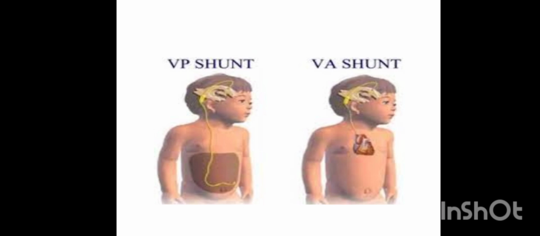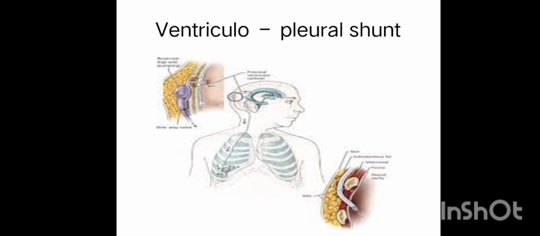So next is a ventriculoatrial shunt, that is, the fluid is being accumulated in the chambers of the heart. This is the ventriculopleural shunt, that is, the fluid is being accumulated in the pleural cavity.